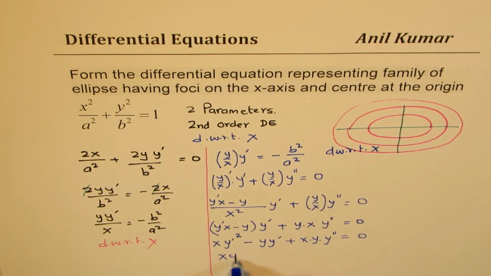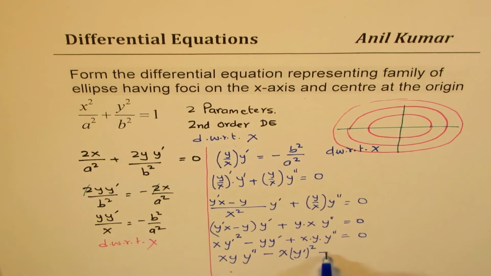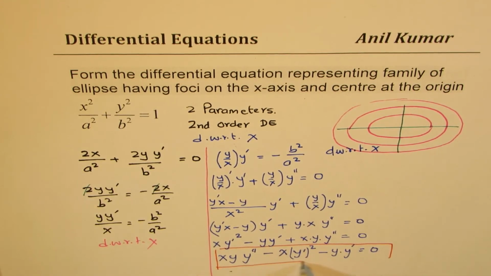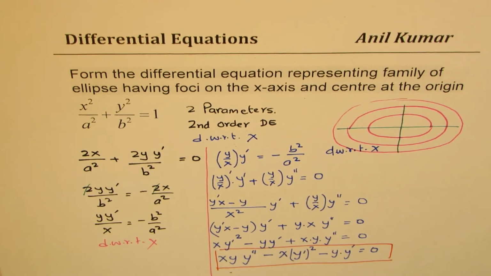So we get xy times y double prime plus x y prime square minus y times y prime equals 0. So that becomes a differential equation which represents the family of ellipses whose center is at the origin, correct? With two parameters a and b, right? So I hope that's absolutely clear. Let's move forward and take up the next question.